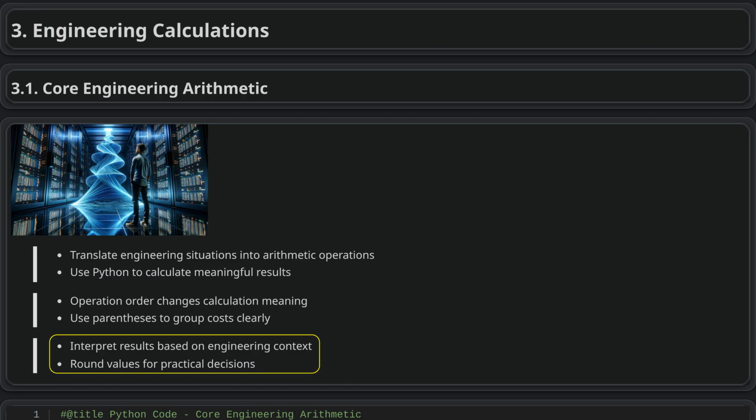In engineering, calculations matter most when their results are interpreted in context. The same number can represent time, defect rates, or material needs, leading to different decisions about conversion, percentages, or rounding. Python is most useful when arithmetic accuracy is combined with engineering judgment to produce clear, practical results.